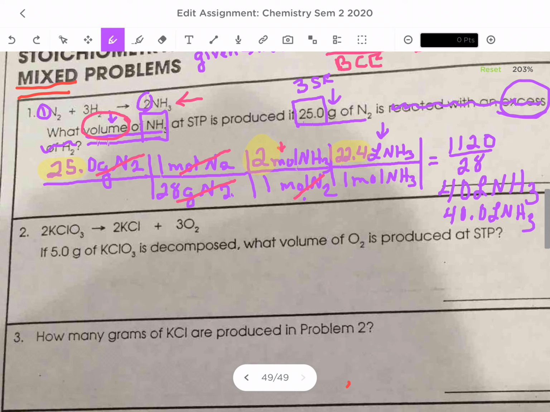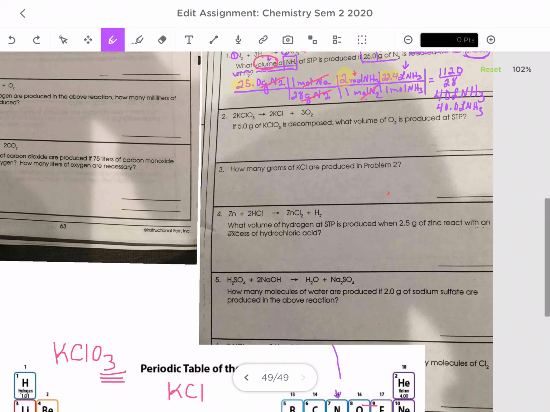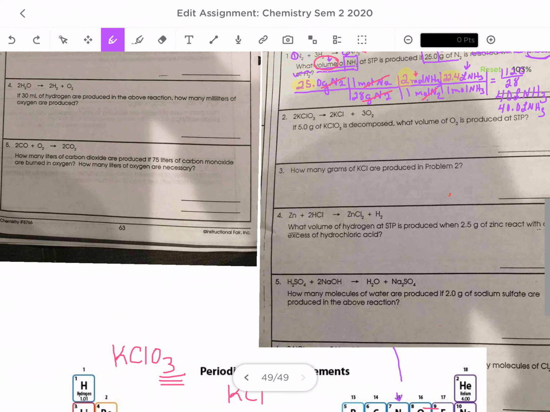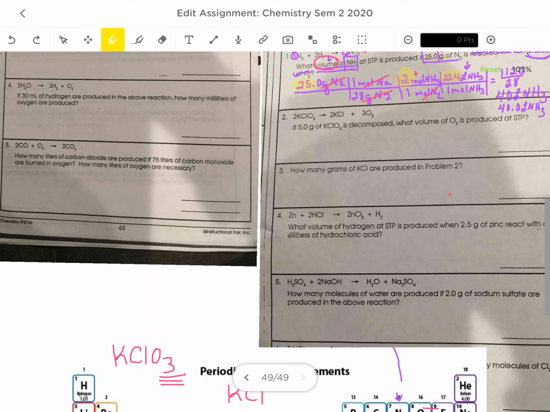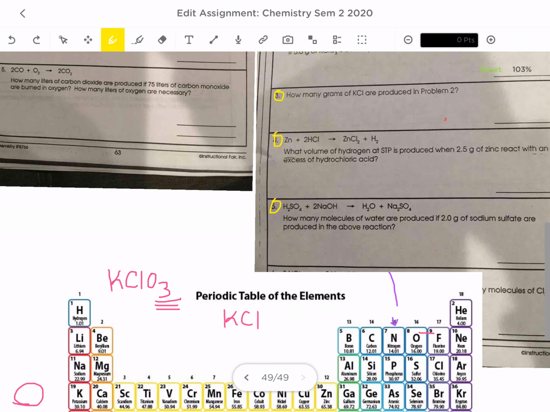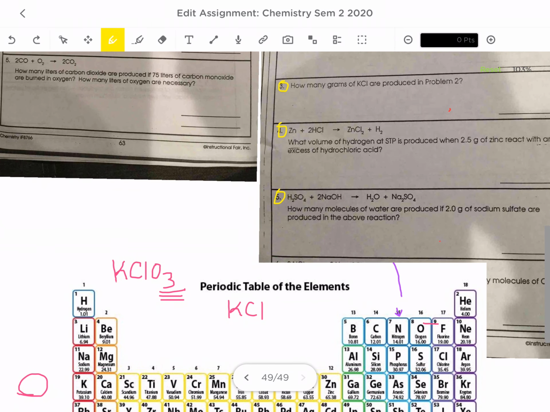Okay, so I've done number 1 for you. Now you just have to do 2, 3. Actually, I think I'm going to circle them for you. Yeah, I will. So I'm going to need you to do 2, 3, 4, and 5, and 6 actually on your own. 6 is hiding.